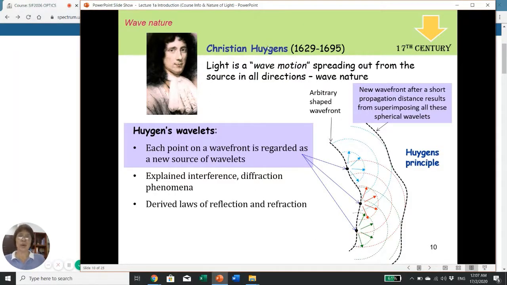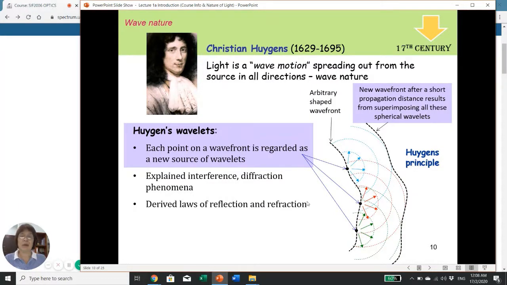Then Christian Huygens started to explain light having wave properties. He said that light is a wave motion that spreads out from the source in all directions. So in terms of Huygens' principle, he has these wavelets, basically starting from points on a wavefront, and each point on the wavefront can be taken as a new source of wavelets. So you have these wavelets that are going to propagate out as time progresses.